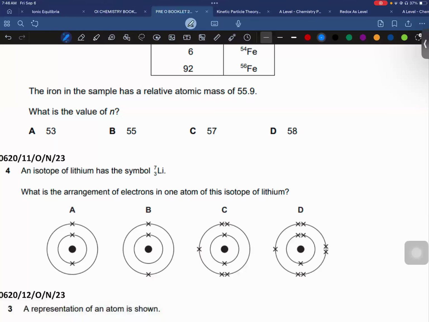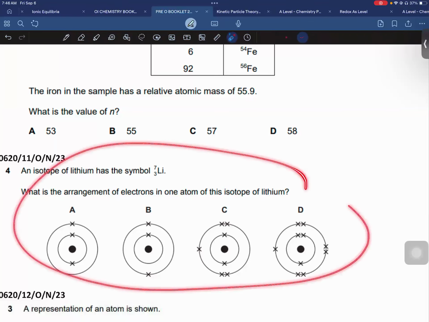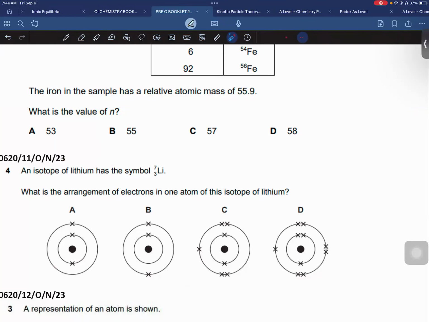So 1, 2, 3, 1, 2, 3, 4, 5, 6, 7, 8. So 7. I think it's C. You are saying it's C, right? Yeah.